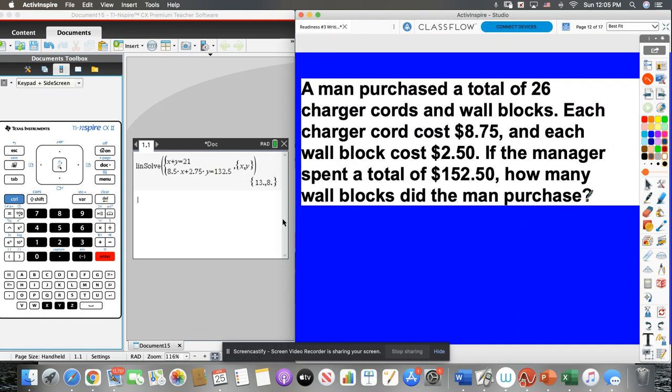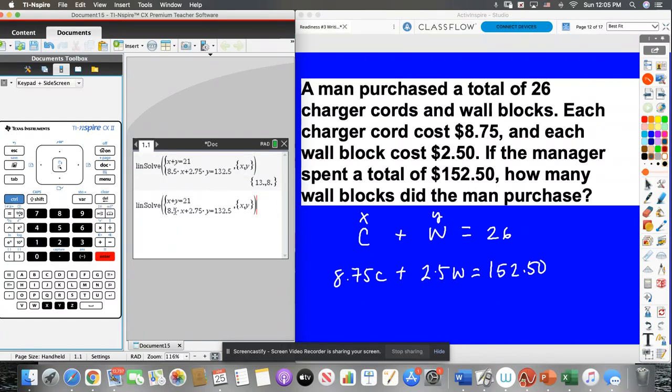All right, here's one for you to try on your own. A man purchased a total of 26 charger cords and wall blocks. So you have charger cords and wall blocks. This will be X and this will be Y. There's a total number of 26. The value of a charger cord is $8.75. The cost of a wall block is $2.50. And he spent a total of $152.50.